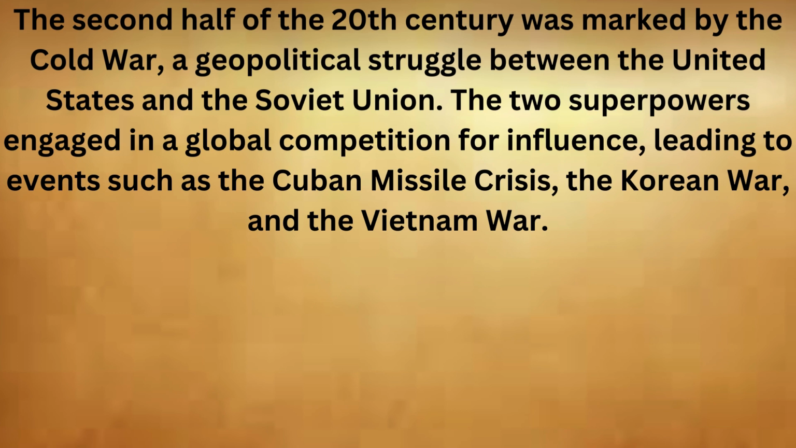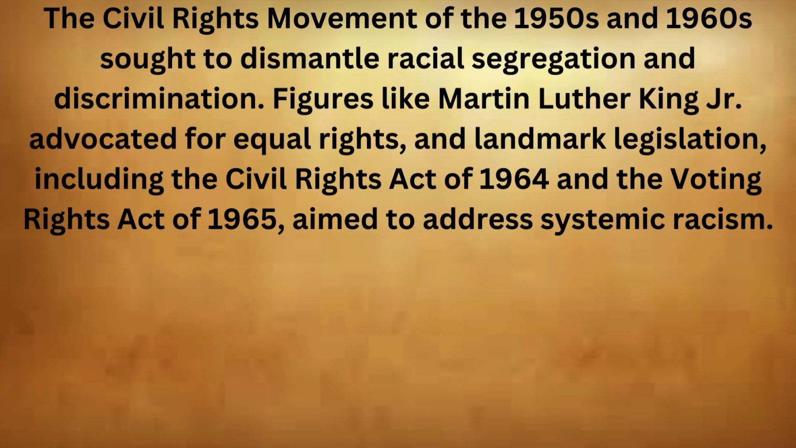The two superpowers engaged in a global competition for influence, leading to events such as the Cuban Missile Crisis, the Korean War, and the Vietnam War. The civil rights movement of the 1950s and 1960s sought to dismantle racial segregation and discrimination. Figures like Martin Luther King Jr. advocated for equal rights, and landmark legislation, including the Civil Rights Act of 1964 and the Voting Rights Act of 1965, aimed to address systemic racism.